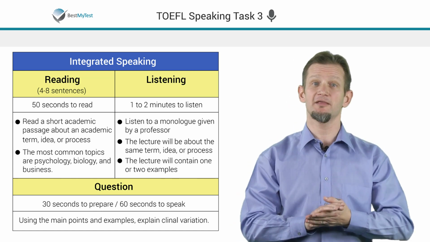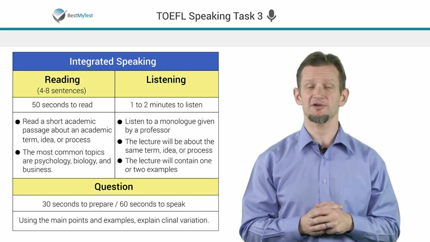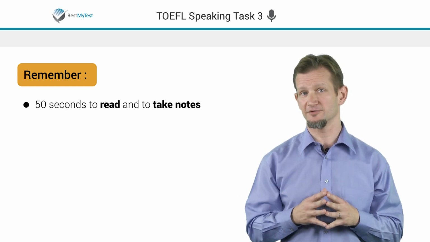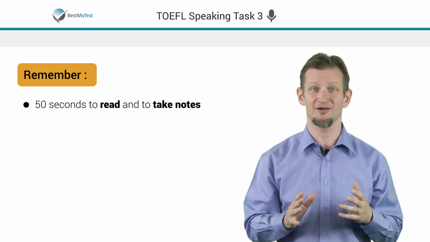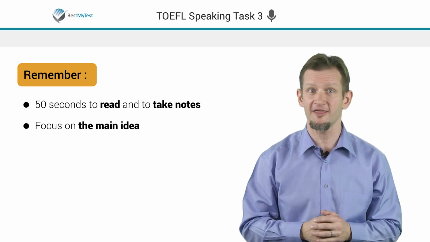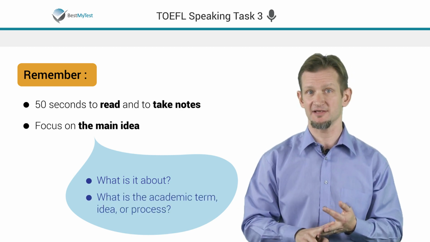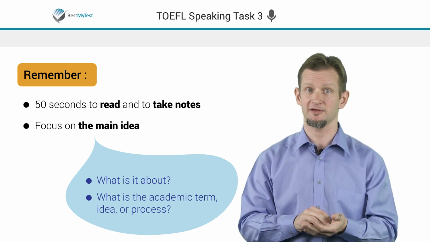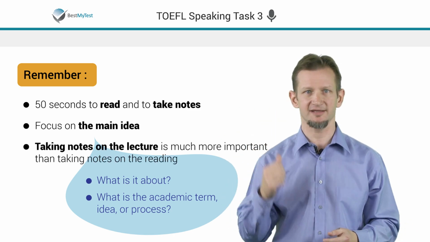All right, so now you understand the structure of TOEFL Speaking Task 3. Now let's go through an example question together. So remember, during the reading, you have 50 seconds to read and to take notes. And some students get overwhelmed. They take so many notes about all the little details. Big mistake. From the reading, you want to take away the main idea. One thing only. What is it about? What is the academic term, idea, or process? Usually in the passage, it's going to give you the definition. That's the main thing you want to take away from it. And when you listen to the lecture, then note-taking is more important. And we'll get to that in a second.